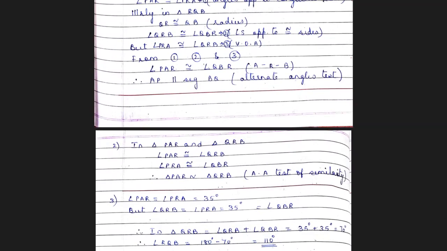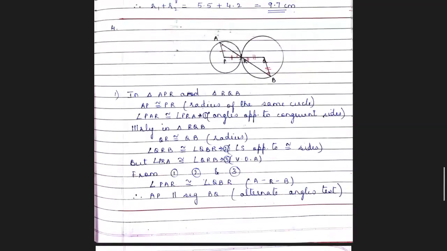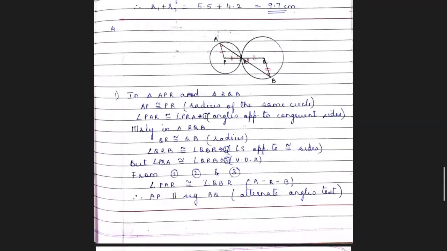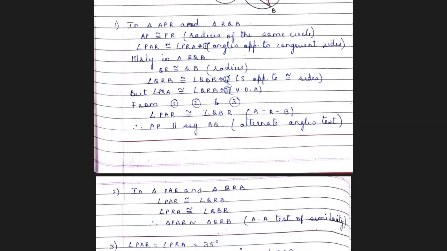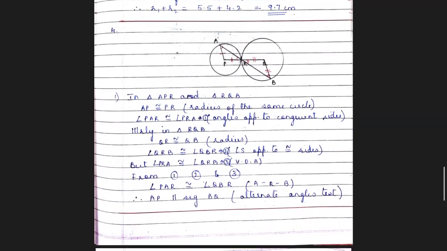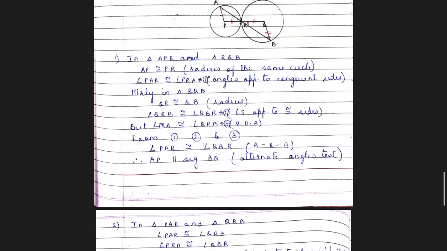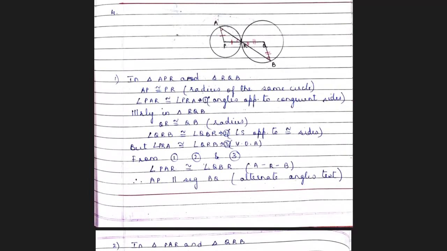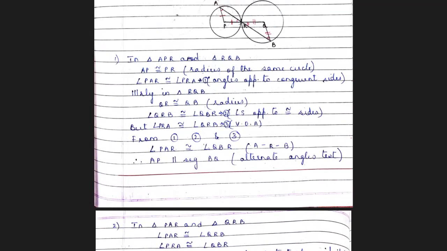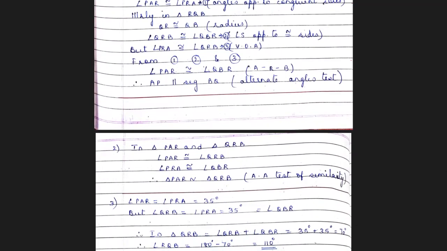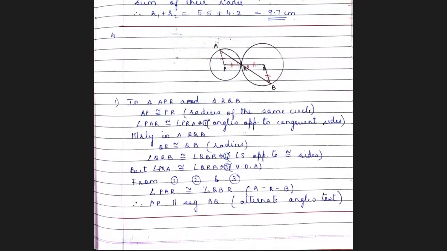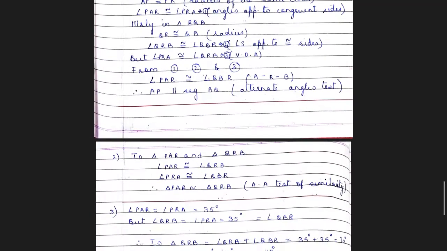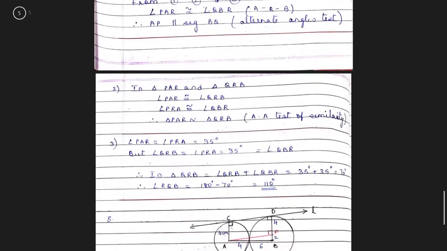Similar, sorry, not congruent, similar. So what you need to do, take triangle PAR and triangle QRB. Now angle PAR is congruent to angle QRB. Angle PRA is congruent to angle QBR. Therefore, both the triangles are similar by AA test of similarity.